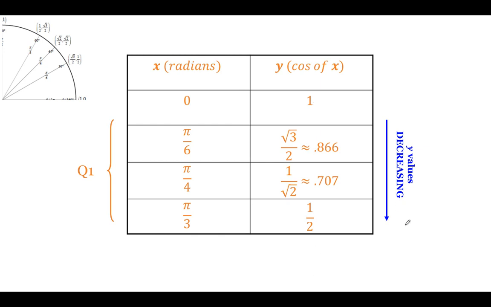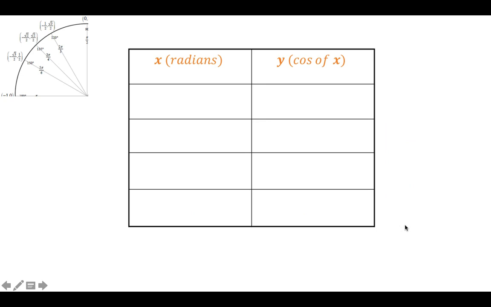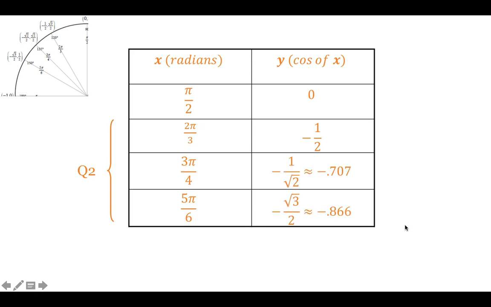What's going to happen when I get to quadrant 2? Right, so I've got pi over 2 as my boundary angle, 2 pi over 3, 3 pi over 4, and 5 pi over 6. And what are my outputs? 0, right? So we decreased all the way to the point that we went from 1 to 0. Now it's negative 1/2, negative 1 over root 2, negative root 3 over 2. So they're still decreasing, right? So this was decreasing in quadrant 1 and quadrant 2.